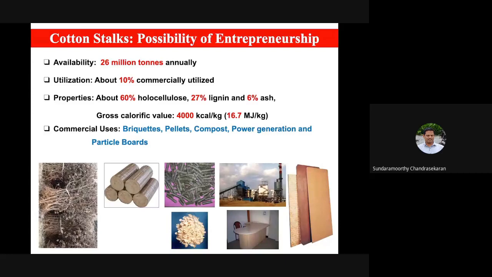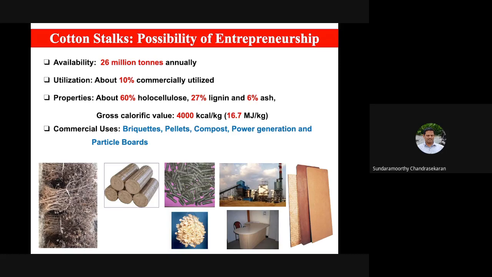If you see, almost 26 million tons of stalks are annually available, and maybe 10% is being commercially utilized, and the rest is either being burnt or stubbled back into the field itself. We have made various products, like a particle board, and we have found that it has properties almost equivalent to those of a board made from wood pulp. All the other properties are also matching.